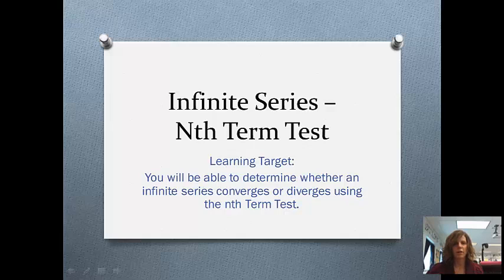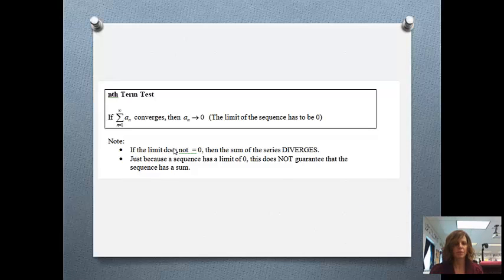Keeping our overall goal of finding the sum of an infinite series, we have another test that we'll get to use, and it's called the nth term test. At the end of this lesson, you'll be able to determine whether an infinite series converges or diverges using the nth term test. Again, this is just a tool. It won't work for every problem. It's just one that we can try to use when we're trying to decide whether a sum converges or diverges, whether we can get an answer or not.